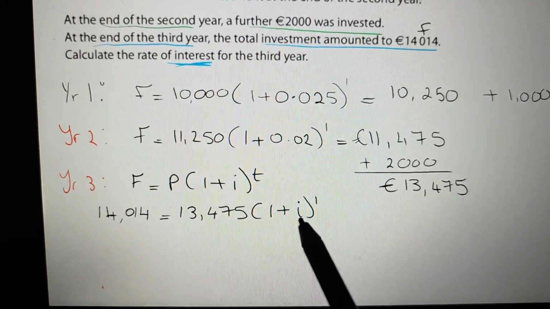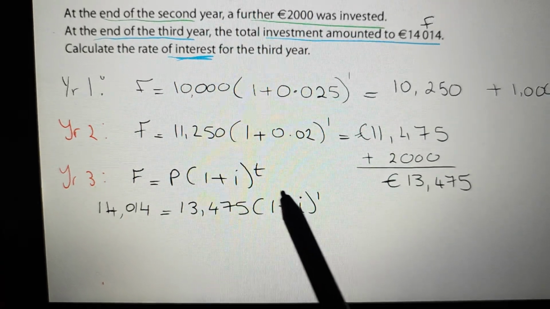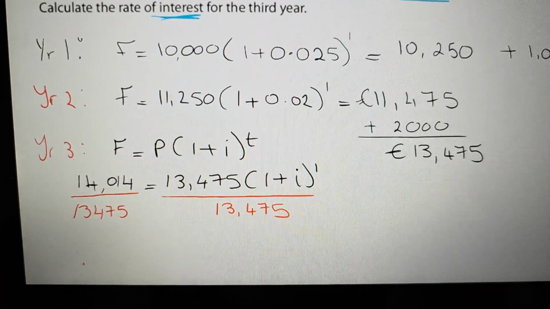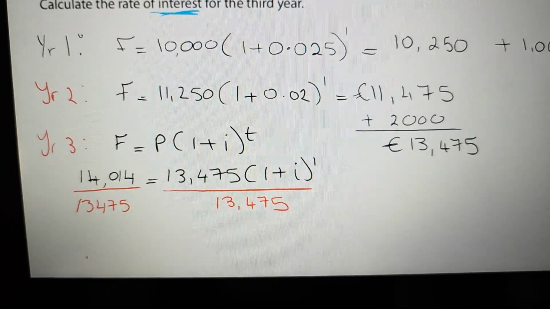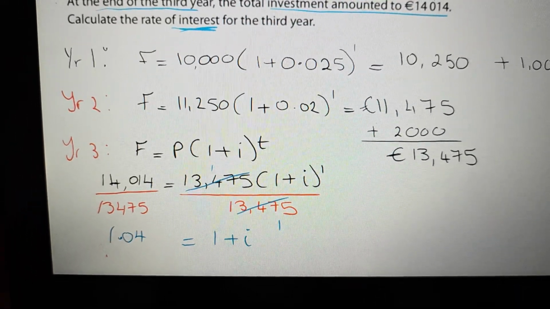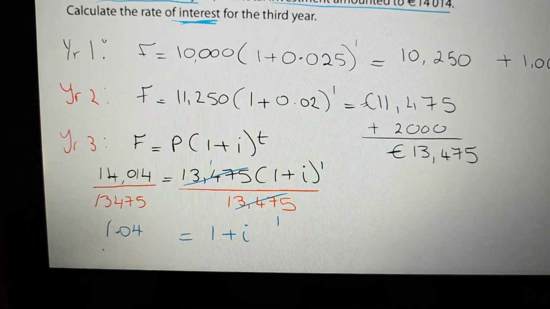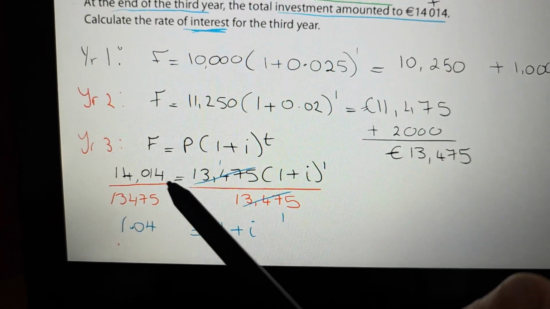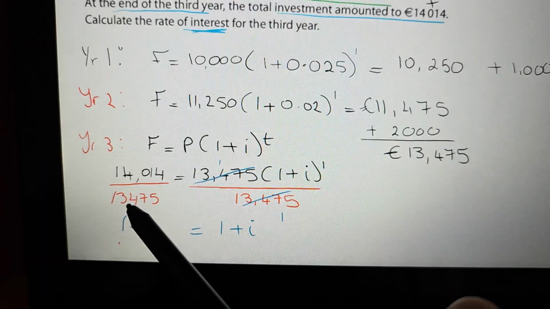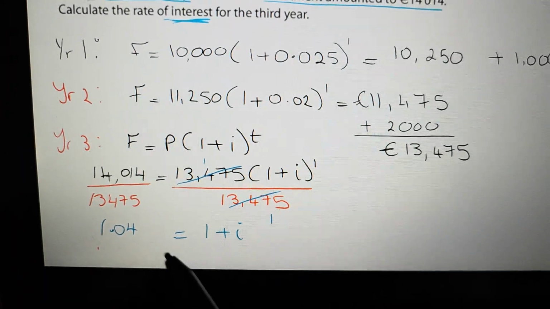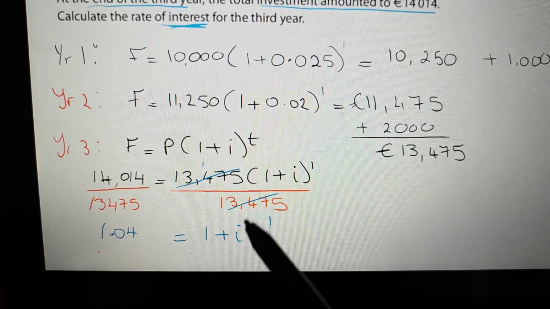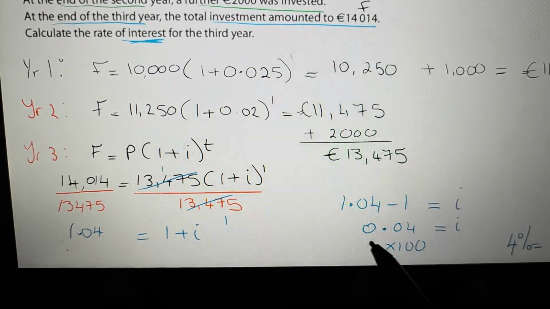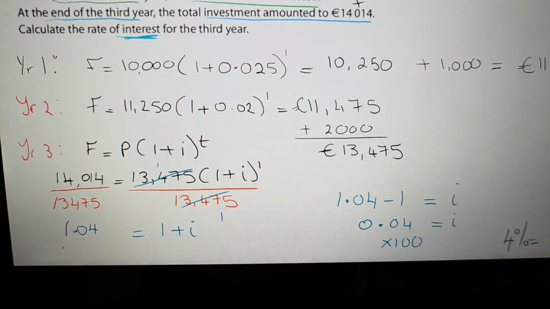The bracket has the I in it. I want to eventually get I on its own. So I would get rid of what's in front of the bracket first. So I'm going to divide across by 13,475. The 13,475s divide into each other once, so they're gone. So now you're just left with the bracket, 1 plus I, is now equal to 14,014 divided by 13,475, which will give you 1.04 as a decimal. Bring over the 1 and subtract it, and you will get 0.04 is now equal to I.